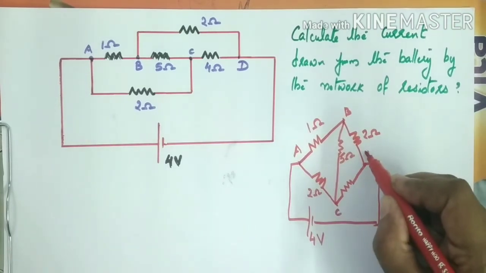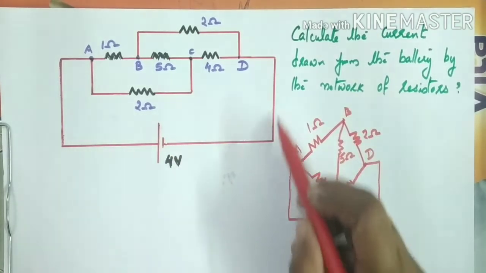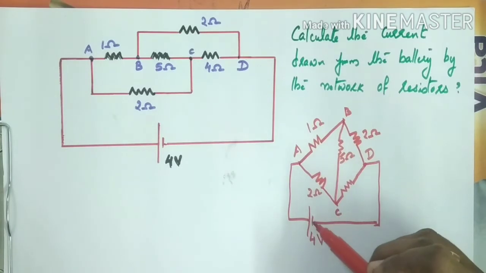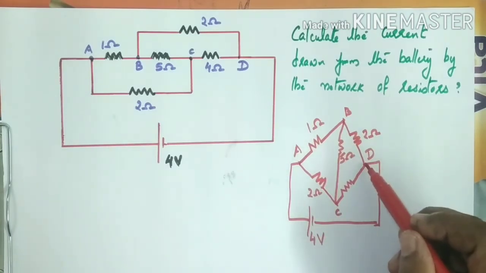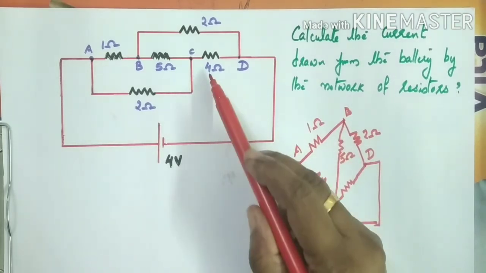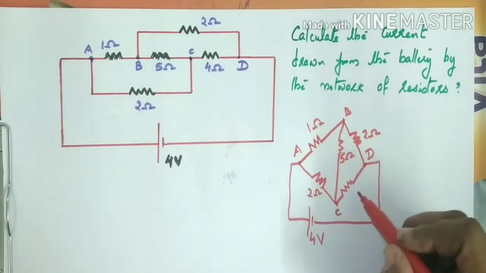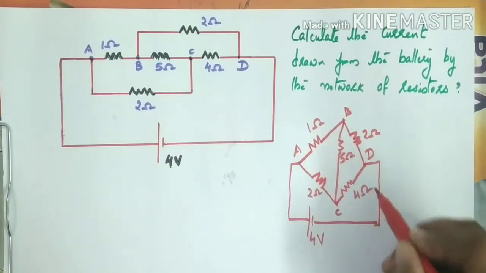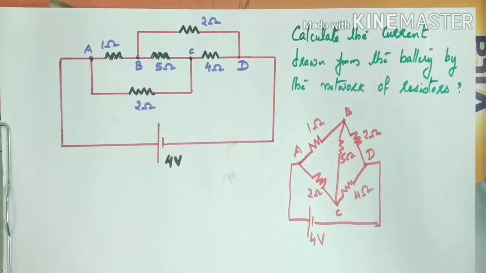Negative of the cell is connected to D. Across D and C, what is connected? 4 ohm is connected. Across C and D, 4 ohm is connected. So, this is a pure Wheatstone bridge.